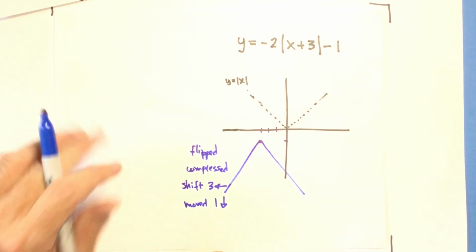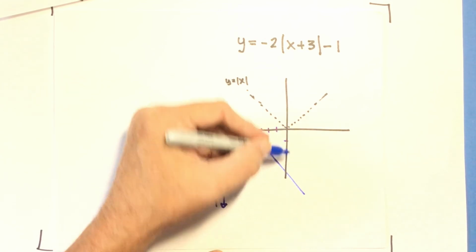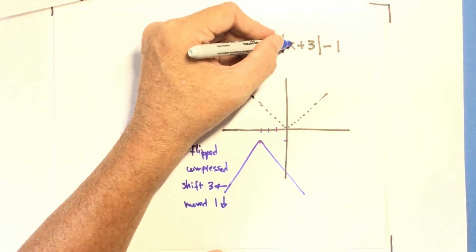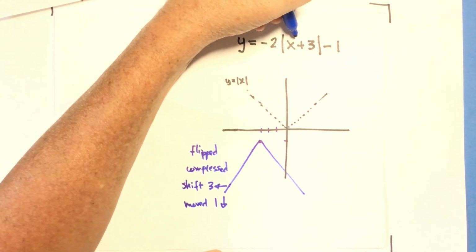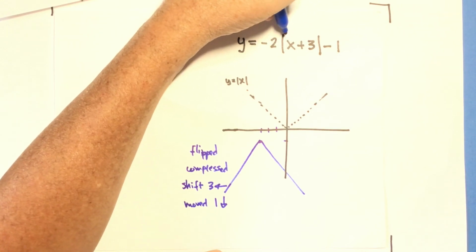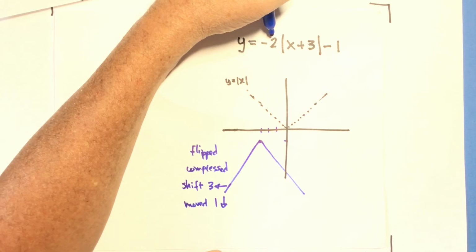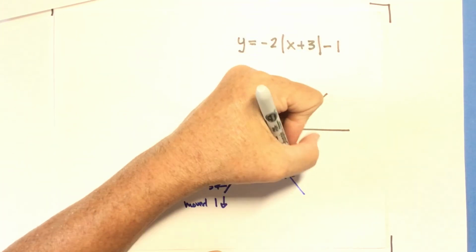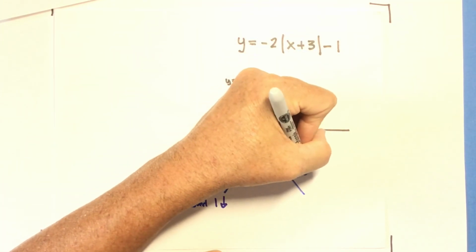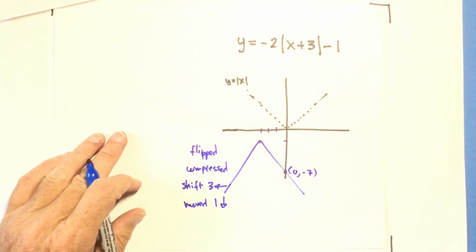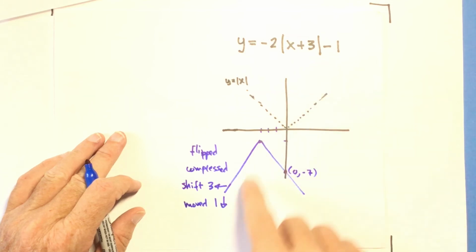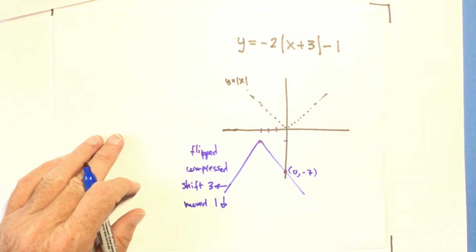Now, if you want to get persnickety about it, you can actually see where this crosses. When x equals 0, let's see what happens. We have 0 plus 3 is 3. Absolute value of 3 is 3. 3 times minus 2 is minus 6. Minus 1 is minus 7, so it crosses here at 0, minus 7. There you go. But I don't need to plot any points to get a very good idea of just exactly what that graph looks like.